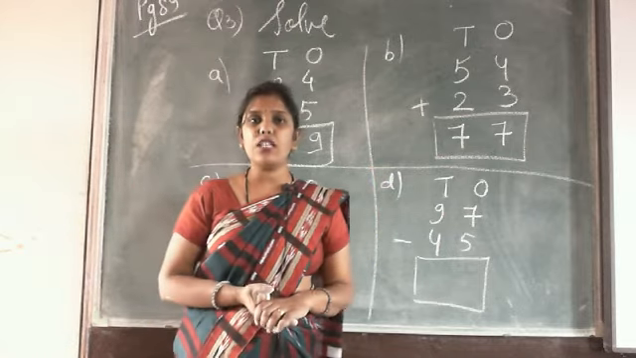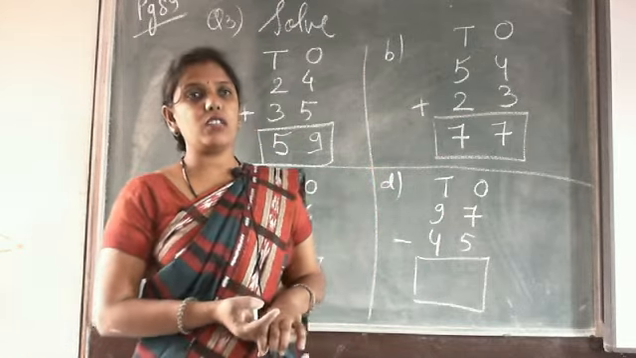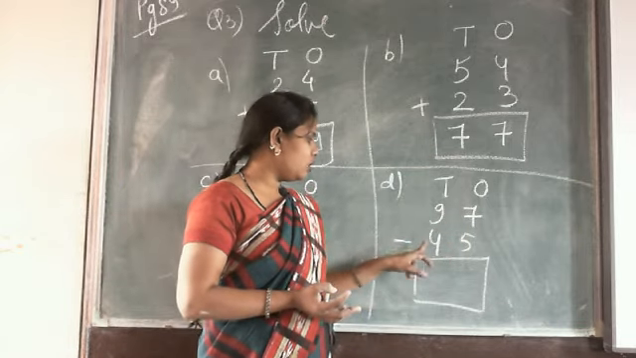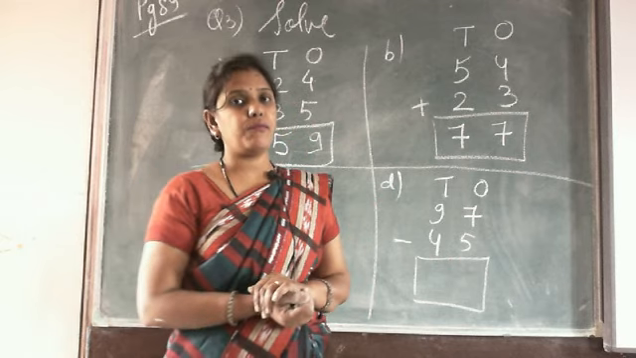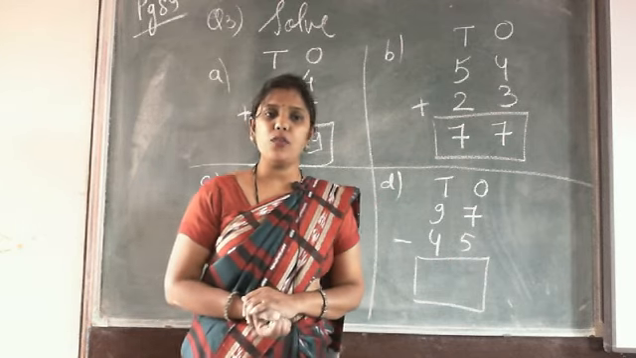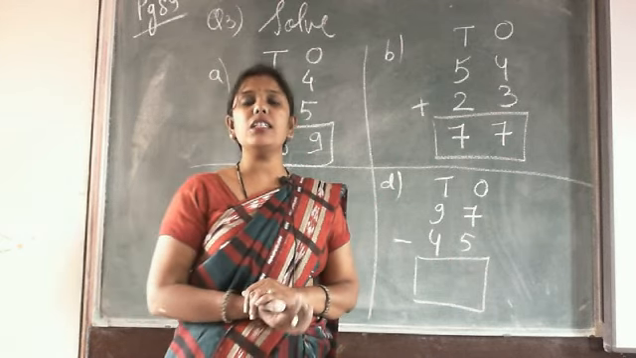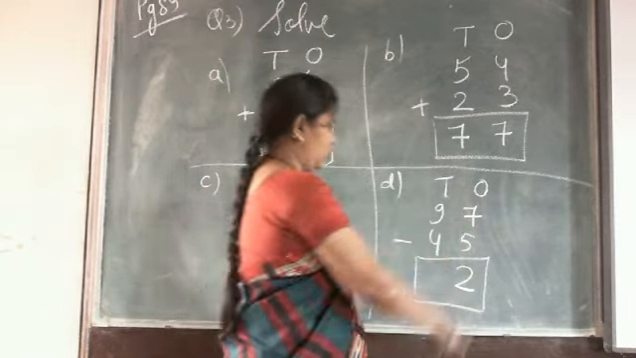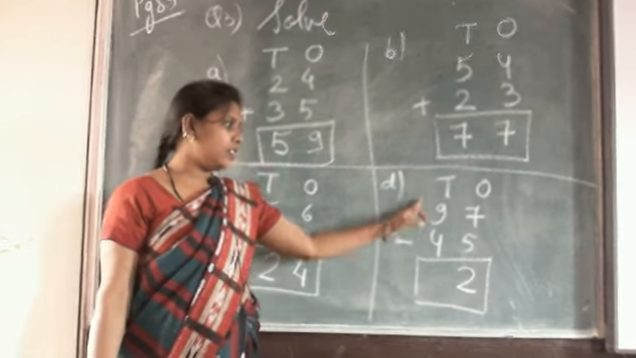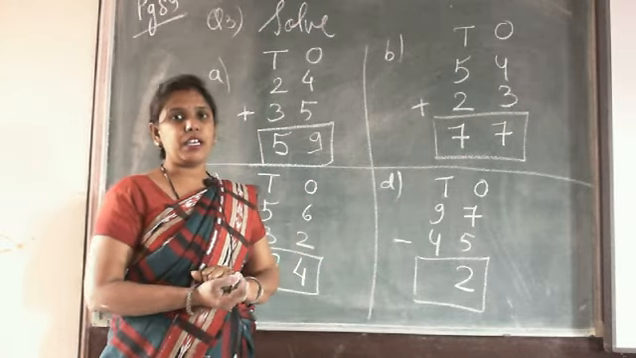So first take out 7 fingers. Very good. Now you have to close 5 fingers. Yes. Now count the remaining fingers. How many fingers remain? Only 2. So write here 2.